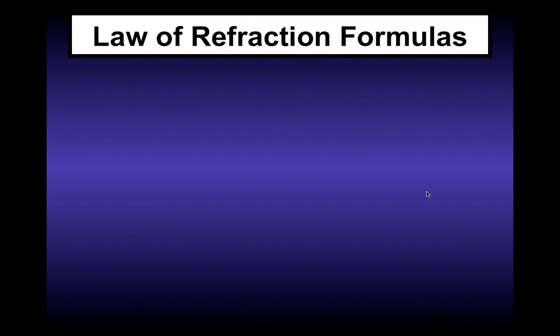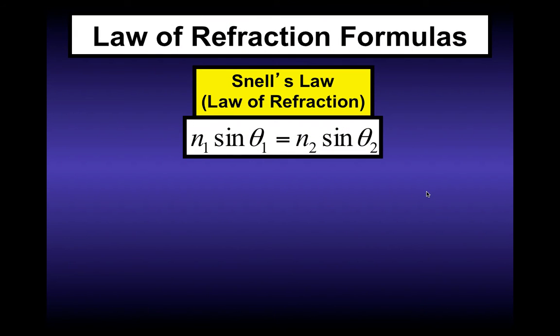So to be able to solve for refraction, we use something that is called Snell's law. This is the law of refraction. And here this says N1, which represents the index of your first medium, multiplied by sine of your first angle, is equal to N2, the index of your second medium, multiplied by sine of your second angle. Make sure your calculator is in degrees to be able to solve the problems.